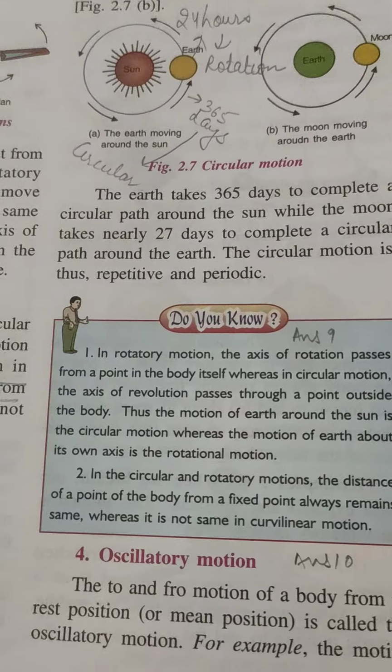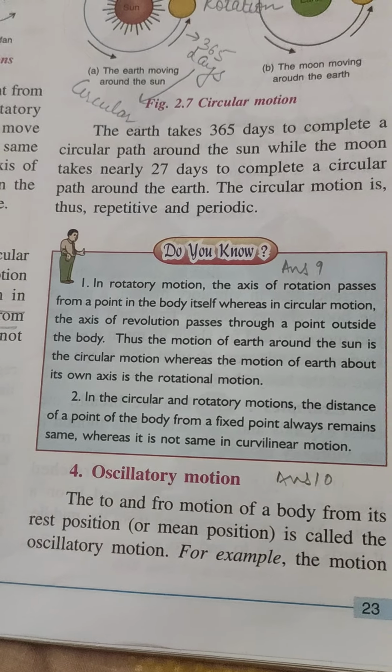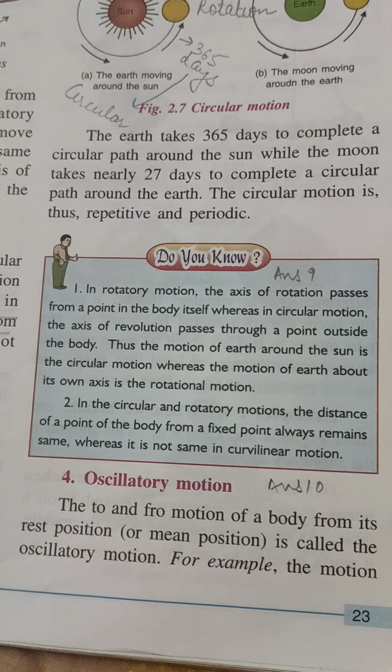Now the next one given here, do you know? In rotatory motion, the axis of rotation passes through a fixed point in the body itself, whereas in circular motion, the axis of revolution passes through a point outside the body. Now what they are saying, I told you one thing as well.